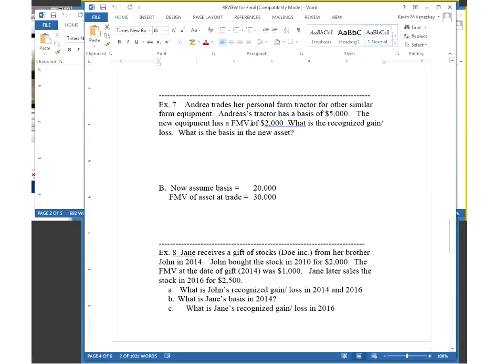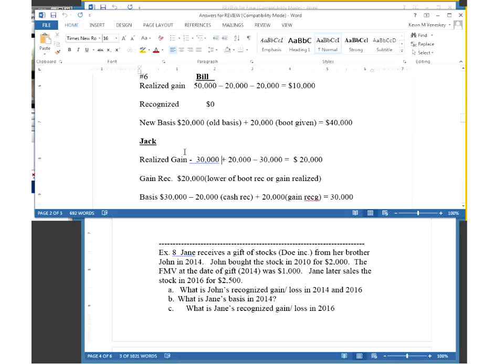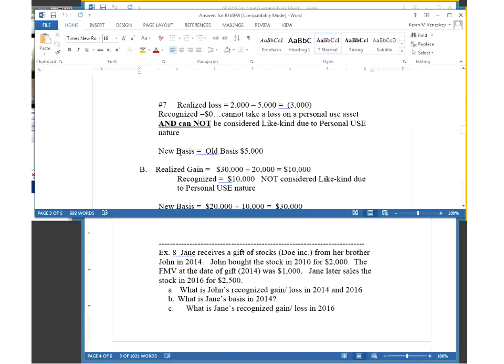Okay, so in this example 7, Andrea trades her personal farm tractor for other similar farm equipment. Andrea's tractor has a basis of $5,000. The new equipment is $2,000. What is her recognized gain or loss? What is the basis in the new asset?